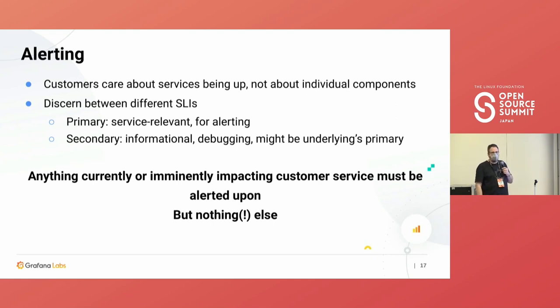Alerting. Who of you run production workloads, like are responsible for production? Okay. So those are hopefully on call for the services. On call is defined as: if something breaks, the computer automatically calls you and tells you about it for you to then fix whatever is broken, whatever you can prevent.